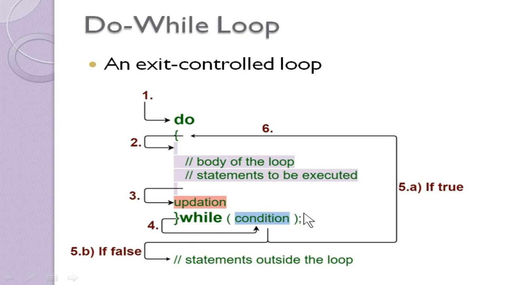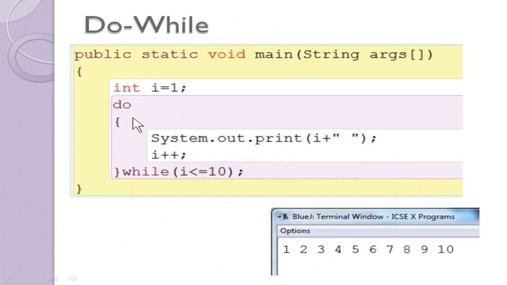And here you can notice that this do while ends with a semicolon. The reason is, after this while condition you don't have any other statement, so this is a statement terminator, so you have to use a semicolon after do while. Now you can see an example.